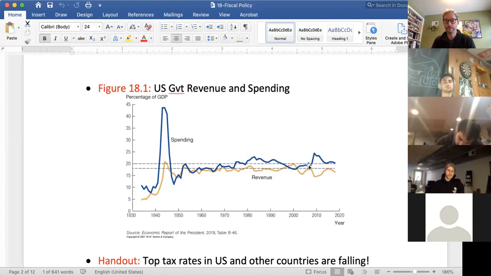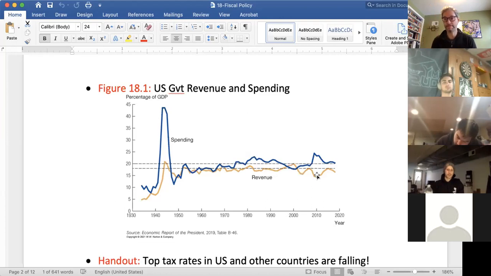So you can see this here in 2008 and 2009. What happened when we went into the 2008 global financial crisis? Spending went up, right? Because we passed stimulus packages and more people qualified for welfare and unemployment benefits. So spending goes up, but tax collections go down because there's less income being made.